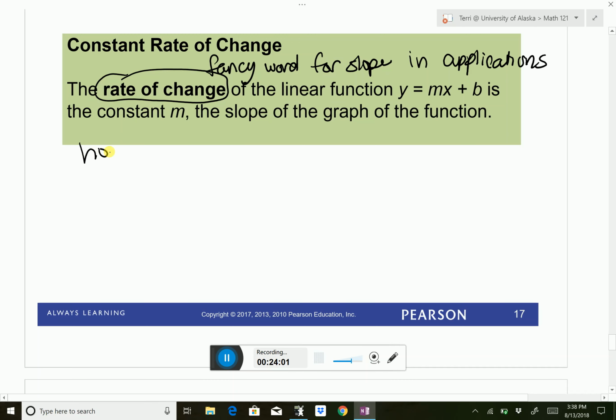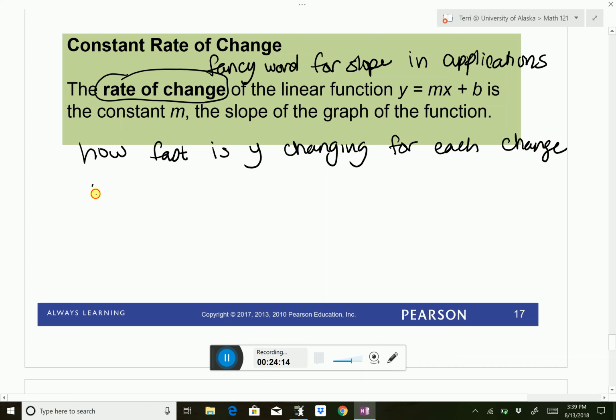So how fast is y changing for each change in x? And that's really what we're talking about. It's a rate of change. And in our case, if we have a linear function, then the rate of change is constant.